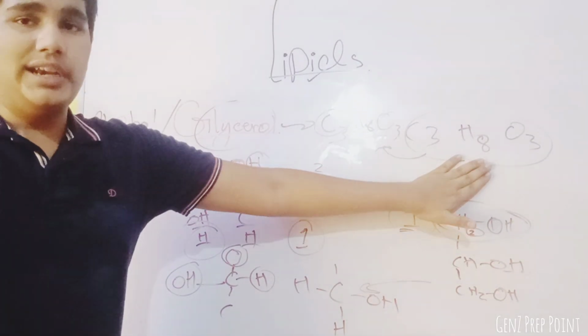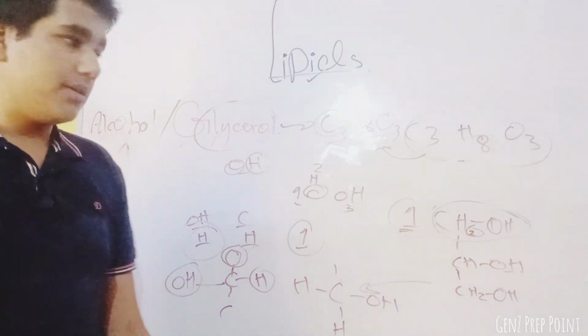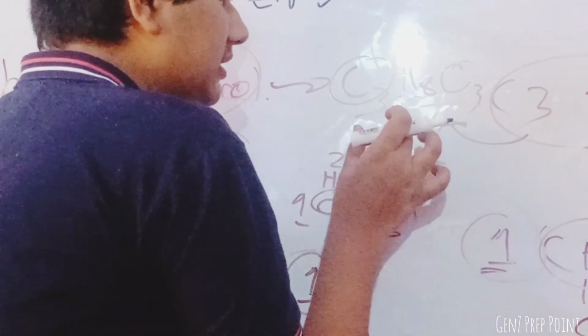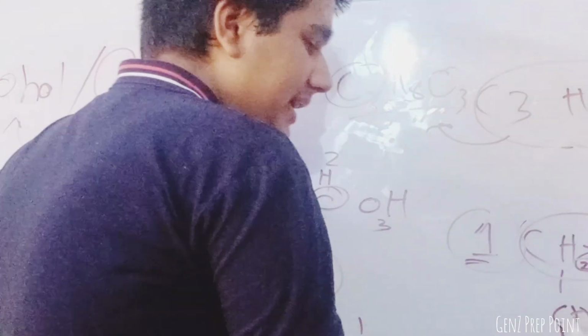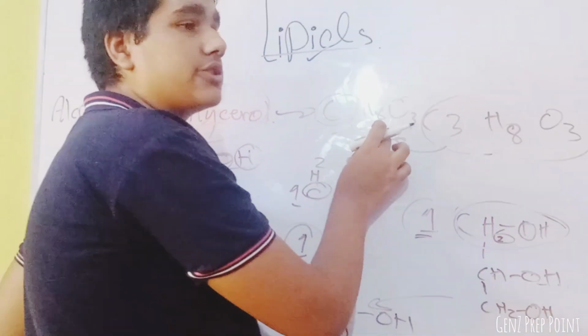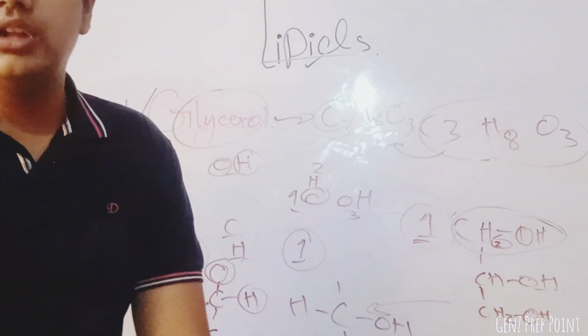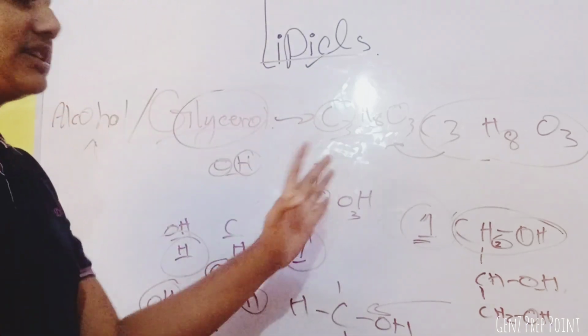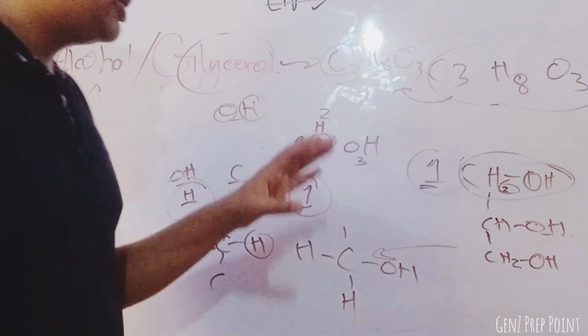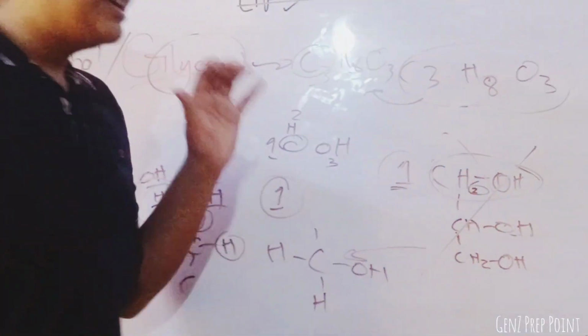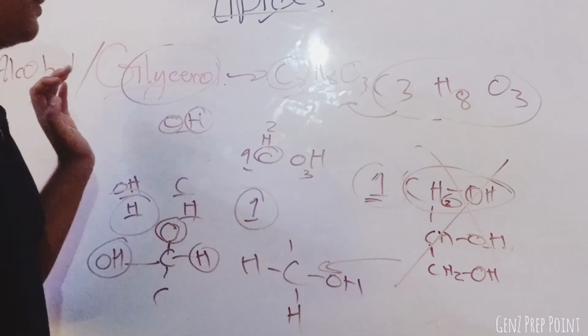What I told you earlier is the same thing that I am showing now. This has 3 carbons, the formula also has 3 carbons. It has 8 hydrogens, the formula also says 8 hydrogens. This has 3 oxygens, it also says oxygen. I hope you all understand. This is the easiest explanation I could do. Just forget whatever this is. Just remember why it is called alcohol.